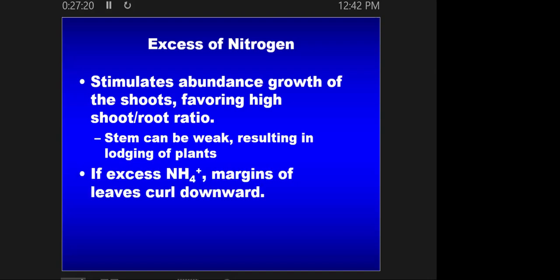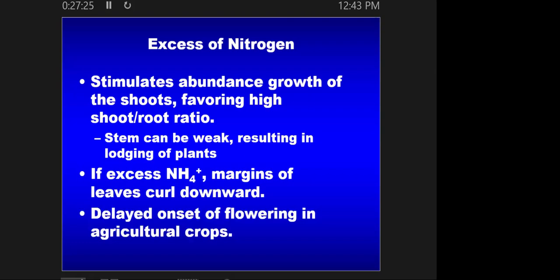If you see curling of the leaves, that usually means that there's too much ammonium, if that's the source that you fed it. And it slows down flowering in agricultural crops. So not ideal, especially if you have a temperate growing area like up here, where winter is barreling down on you as a grower. You don't want onset of flowering to be delayed. So too much nitrogen is a thing. It's not all that uncommon.